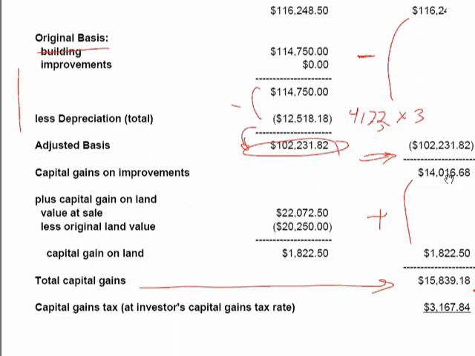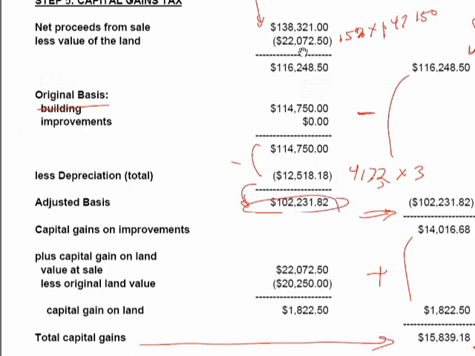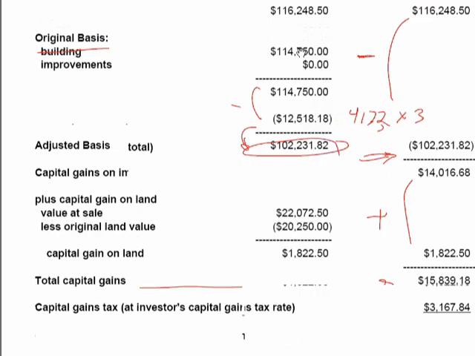All right, we'll hold on to that number for a minute because the next thing we're going to do is calculate the capital gain on the land. The value of the land at the time of sale, we calculated above at $22,072, so just bring that down, less the original land value. And the original land value was 15% of the $135,000 acquisition price, or $20,250.